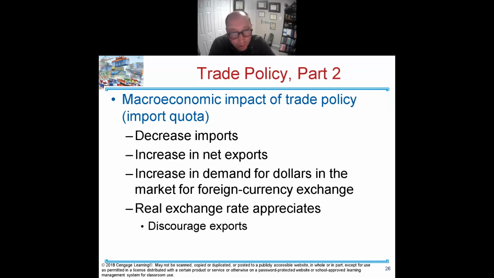With respect to import quotas, it decreases the level of imports, increases net exports, increases the demand for dollars in the market of foreign exchange, and of course the exchange rate goes up, which discourages exports. So import quotas are really bad policy, but a lot of countries have it.